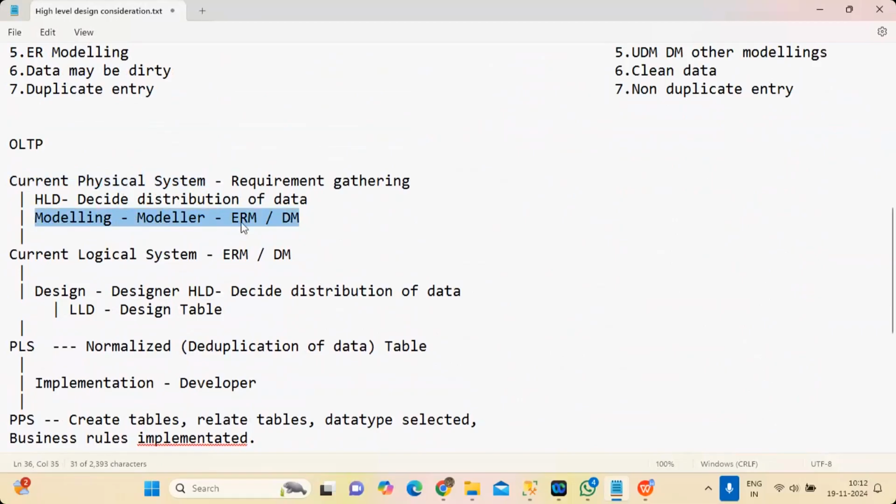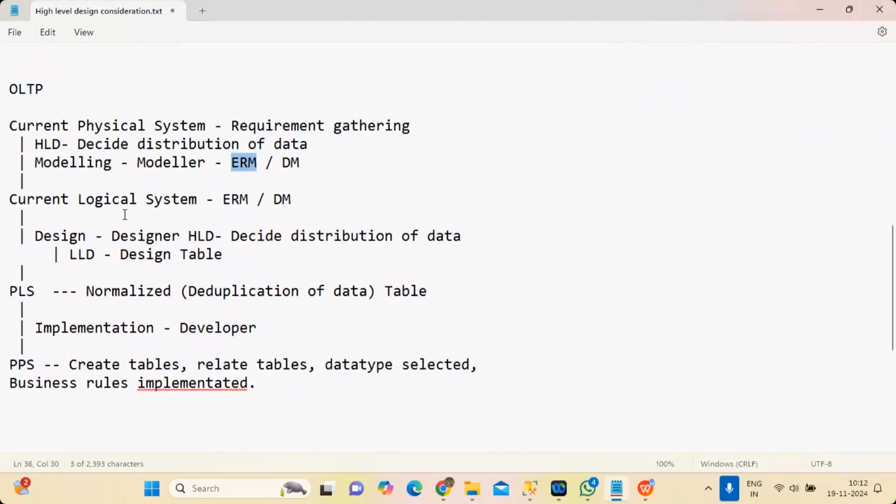If you are using an OLTP system, it is the ER model. Otherwise, it's called the dimension model. We are using OLTP, so ER model. We will look into the details of what the ER model is later. Then after you have the model in place, what you get is the current logical system, like a cardboard model of the current house.